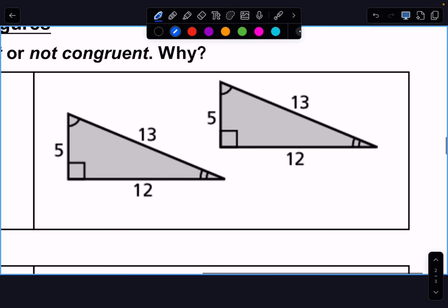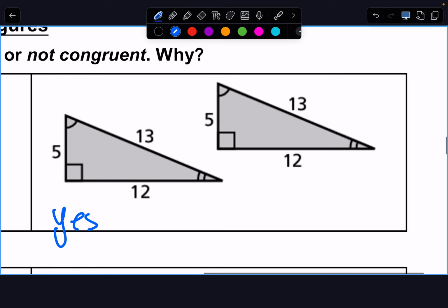So what do you think about this picture? Yes. Okay, so why would this be yes? Sides are congruent. We have our corresponding sides congruent and our corresponding angles congruent.